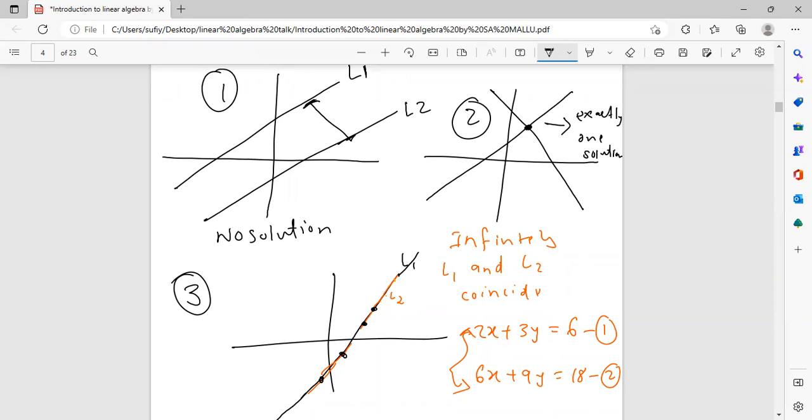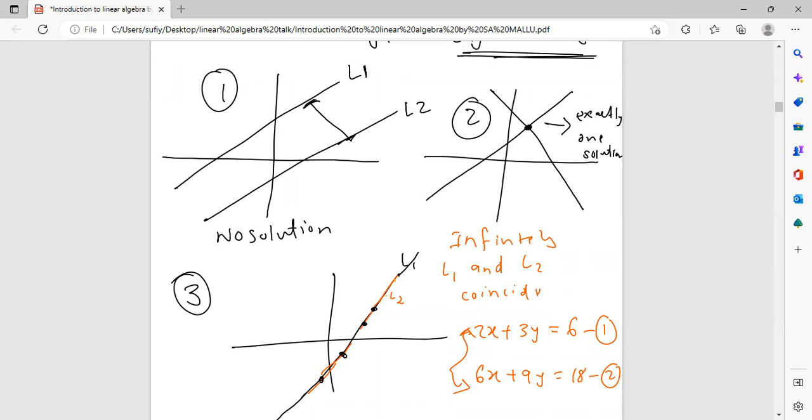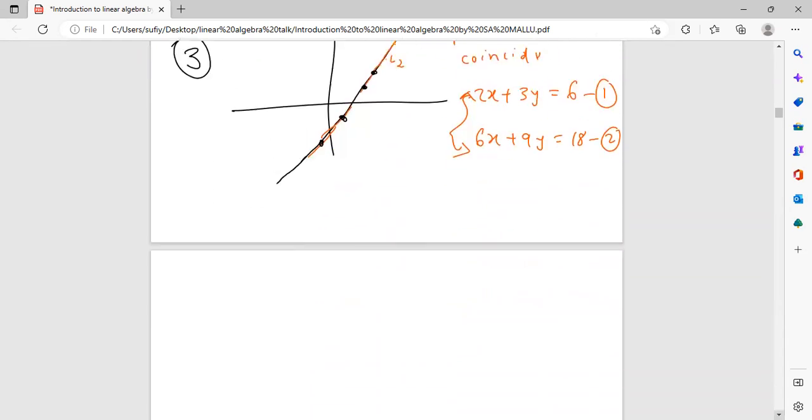So therefore, whenever you see two lines, in particular, we talk about a 2D system here. So if two lines coincide, then we have infinitely many solutions. All right. So that's all for the system of equations.